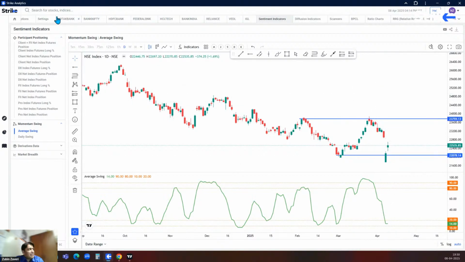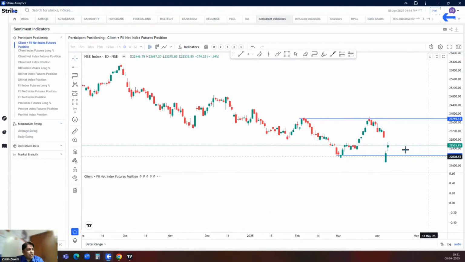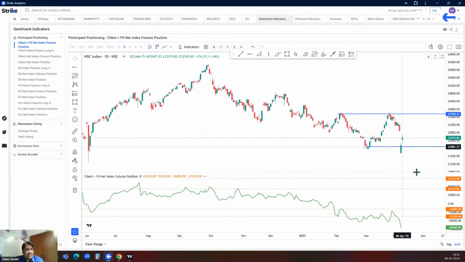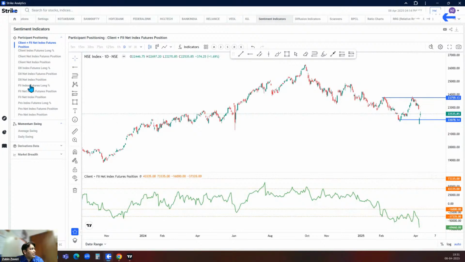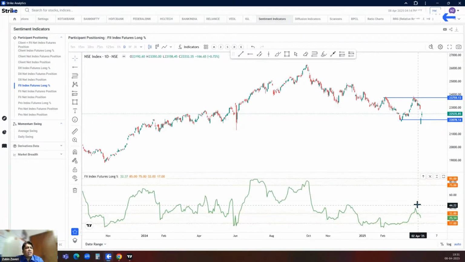So client plus FII, if you see participant position, you can see this also. Both mean the same. And if you look at only FII index futures long, that is also at oversold levels. And what does this indicate?